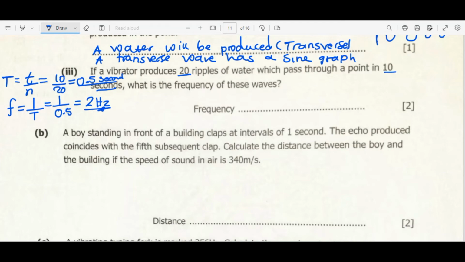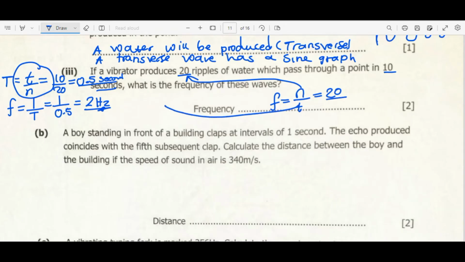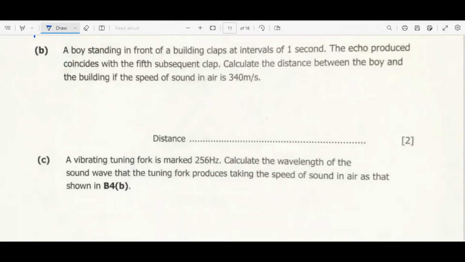Or if you want, we can say frequency is equal to, we are just going to flip this formula where the n becomes the numerator while the T the denominator. So what is n? N is the number of waves, which is 20, over what's our T? T is the time taken, which is 10. So 20 divided by 10, we still get 2 hertz. Right, we move on to question B.